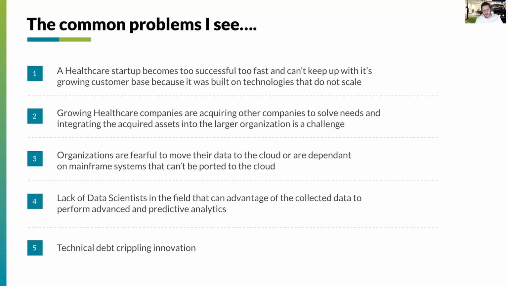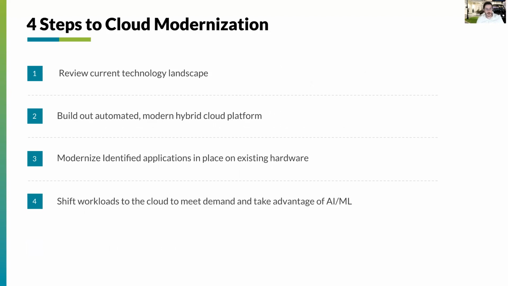So, without further ado, let's at least talk about the 4 steps here. Here are the 4 steps I see to get us to that next stage and to really accelerate our journey.